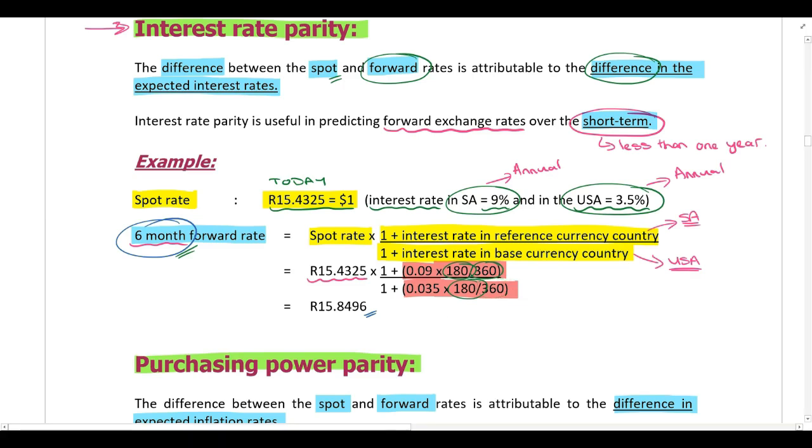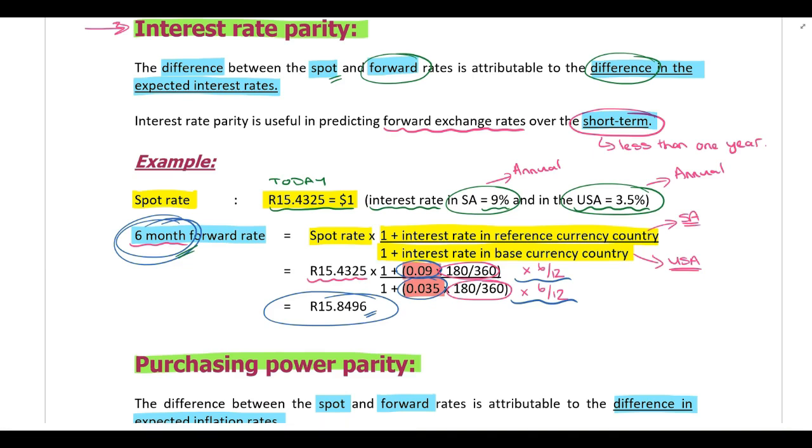Obviously, guys, alternatively, instead of using days, you could have also just said here, multiplied by 6 over 12 and multiplied by 6 over 12, instead of multiplying by 180 over 360. Obviously, both will give you exactly the same answer. The logic is you just need to take this annual interest rate and you need to apportion it for a period of 6 months so that we can work out what our forward rate is in 6 months' time. So that is another way how we can calculate forward rates. If they give you the spot rate today and they give you the interest rates in the different countries, you can use that information in order to calculate an exchange rate or a forward exchange rate in the short term.